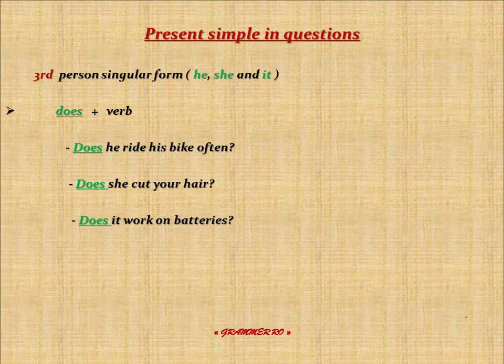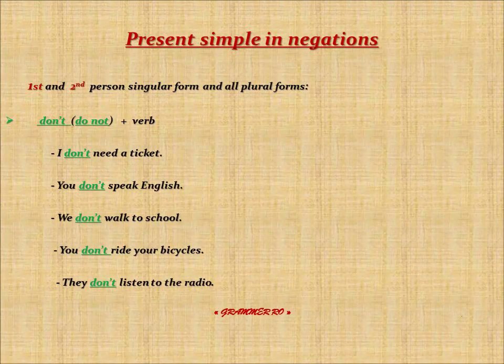For this part, we're going to learn how to make negations with the present simple. For the first and the second person singular form and all plural forms, we put the auxiliary verb do in negation form, don't or do not, plus the verb. For example, I don't need a ticket. You don't speak English. We don't walk to school. You don't ride your bicycles. They don't listen to the radio.